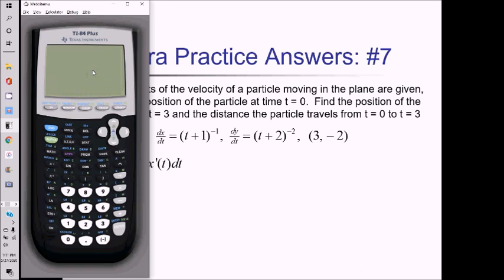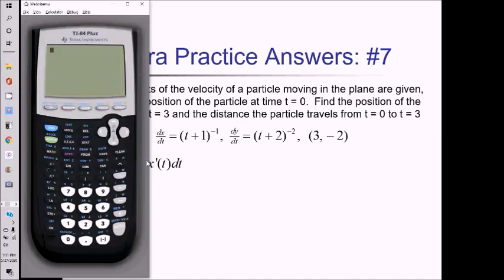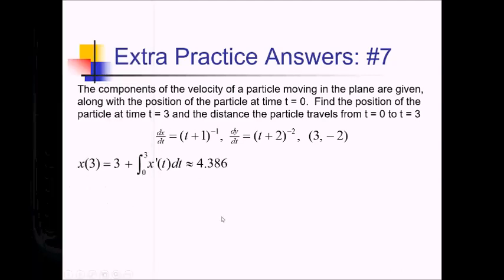So quitting out of there, I need the integral from 0 to 3 of y1, and then I'm going to be adding 3 to that. So let's do 3 plus math 9 to get the integral, 0 to 3. And again, I need y1 because that's where I stored dx over dt. So alpha trace y1, and then dx, press enter. That's about 4.386. So that's the x value of the particle at time 3.